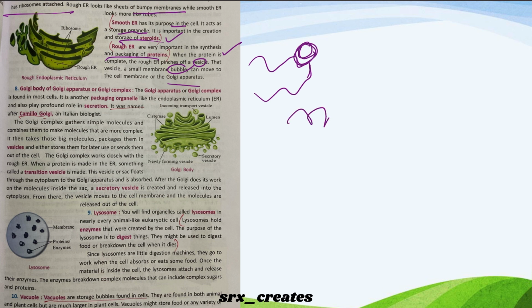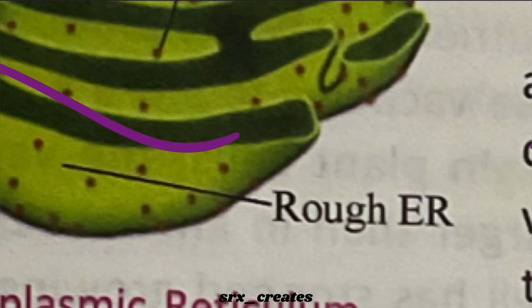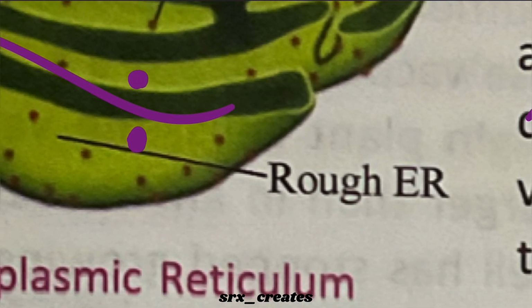And rough ER looks like sheets of bumpy membranes. Bumpy means like this. And smooth is like tubes. See, tubes. And rough is, see, bumpy.